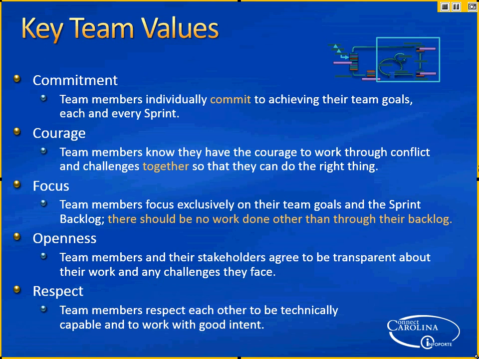Key team values. Each team member individually commits to achieving their team goals for each and every sprint. That literally means at the end of the sprint planning, person by person by person, they have to say, yes, I commit to getting this plan done. And that may mean I'm doing just what was initially assigned to me, or it may mean I'm doing more. But I'm going to work with this team and we're going to get this done. Every team member has to commit to that, or you're not ready to start the sprint.